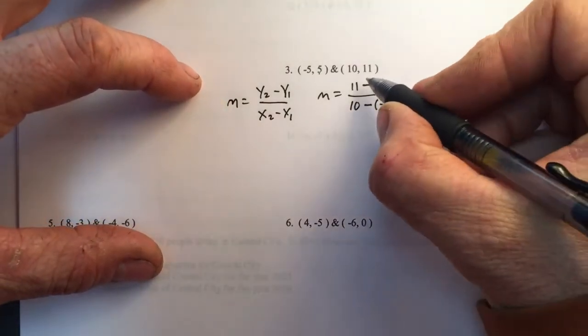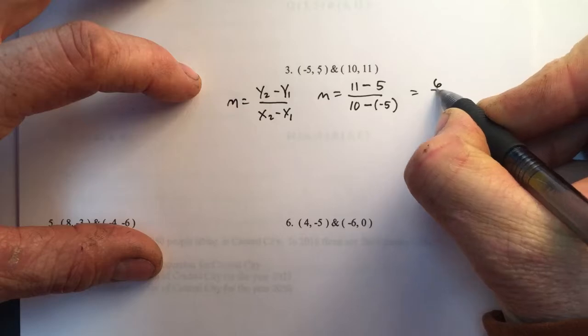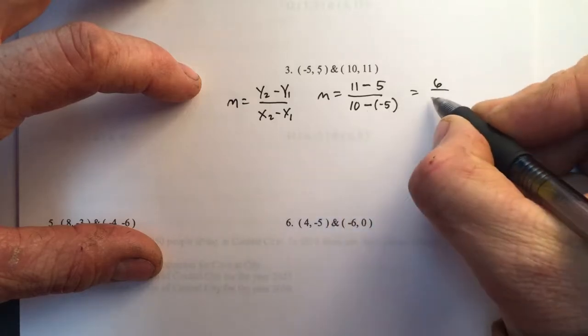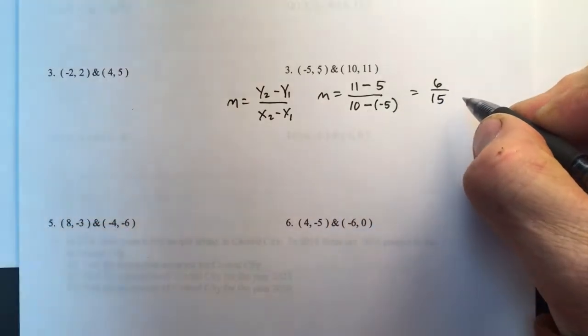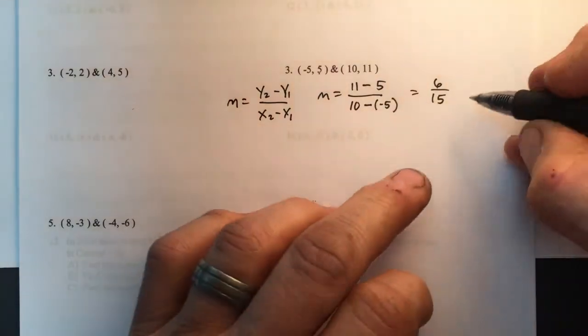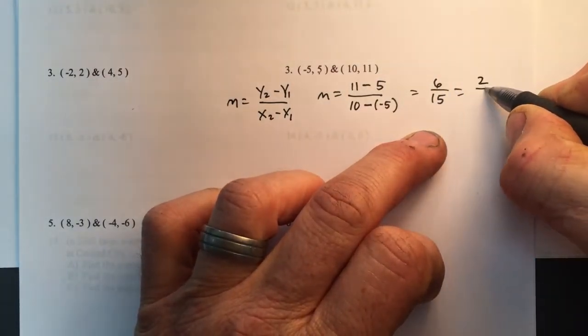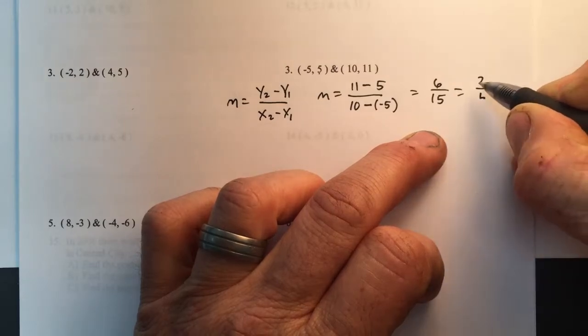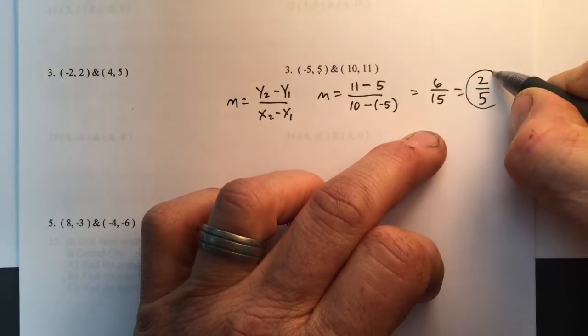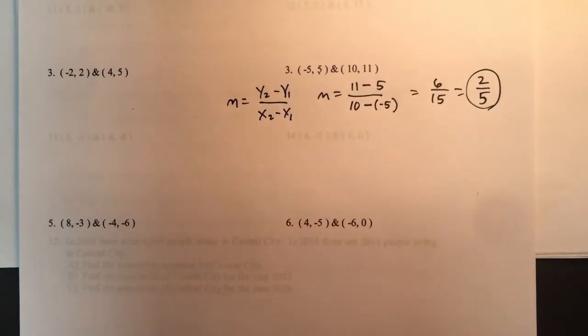Okay, so when I do this, 11 minus 5 is 6. 10 minus negative 5, that's 15. And then I think that's simplified. You want to simplify these if you can. And see, 3 goes into both of these. 3 goes into 6 2 times. 3 goes into 15 5 times. So there's my slope right there, 2/5. That's my slope.